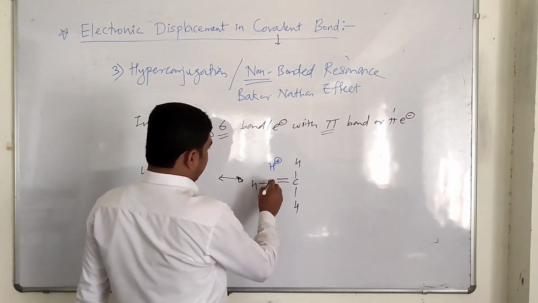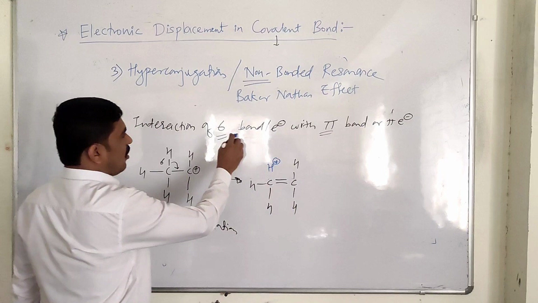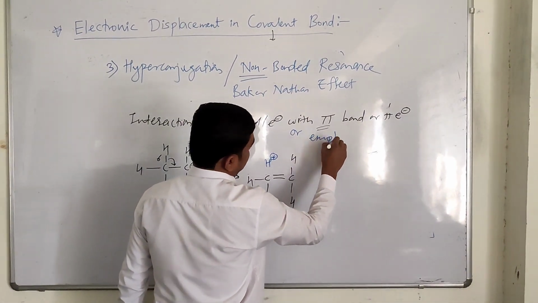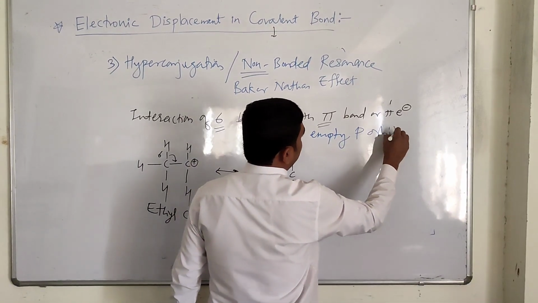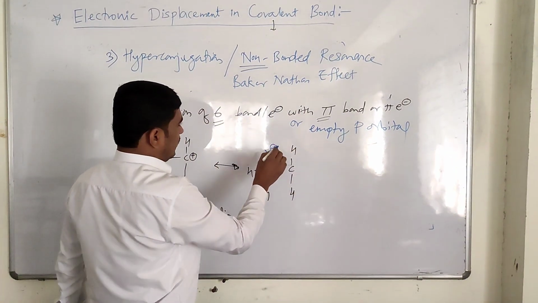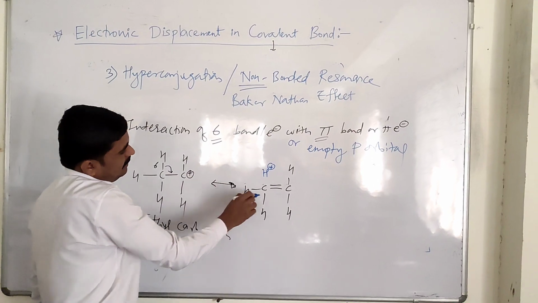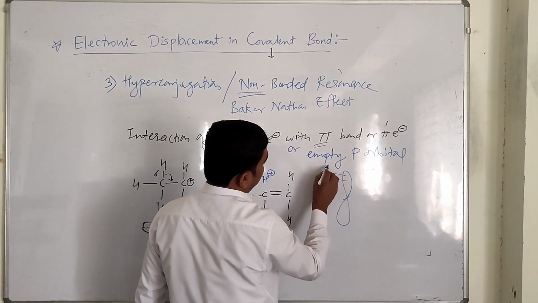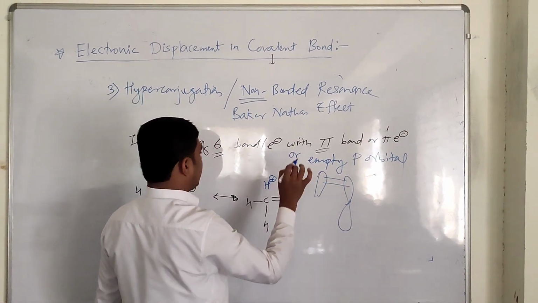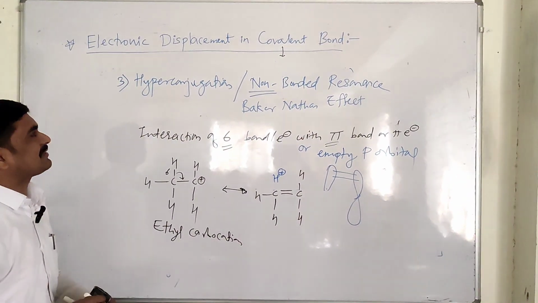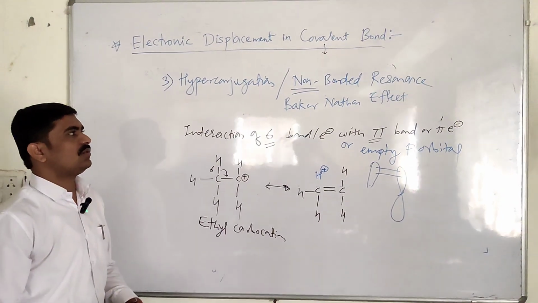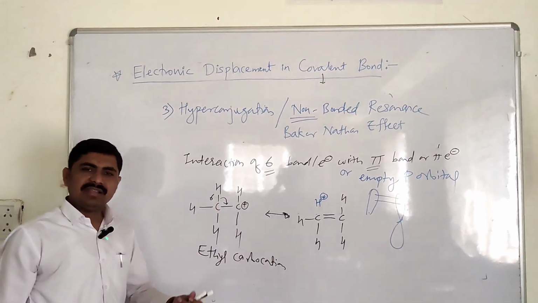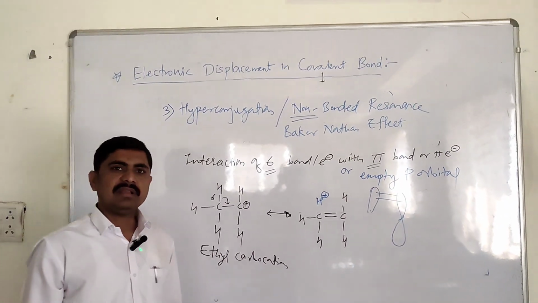So actually, there is interaction of the sigma bond with the pi bond, or we can say with the empty p orbital. There is interaction of this sigma electron with the empty p orbital, and this type of interaction is called hyperconjugation. It is called non-bonded resonance. It is also known as the Baker-Nathan effect.